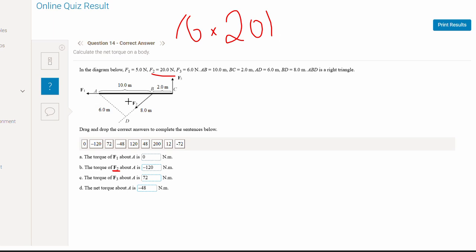Actually, sorry, it's clockwise. This is clockwise, not counterclockwise. My bad, I'm sorry. So it's going to be 6 times negative 20, which is negative 120. Now we take F3, which is here.